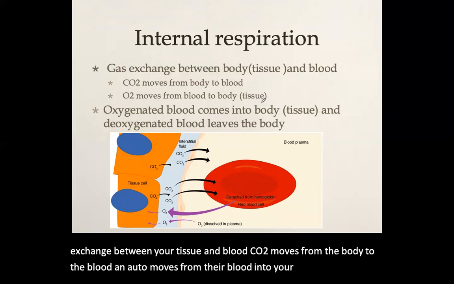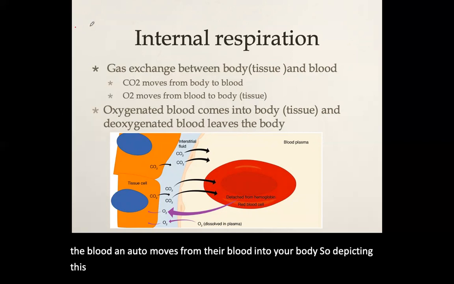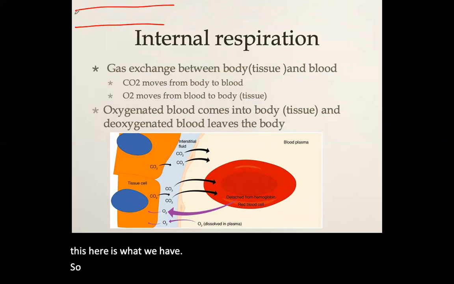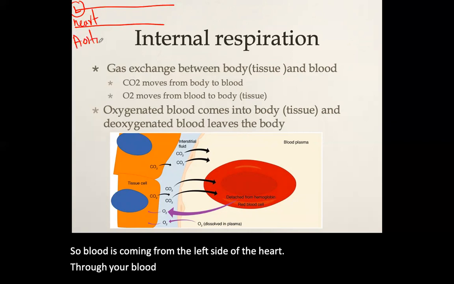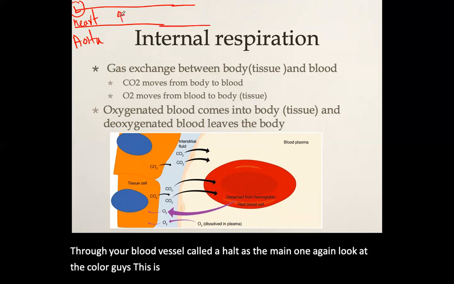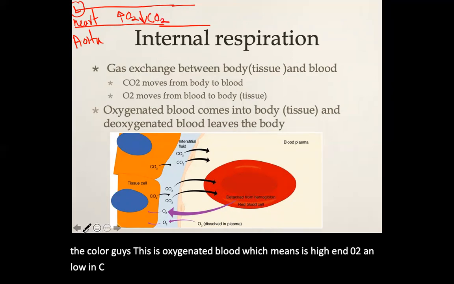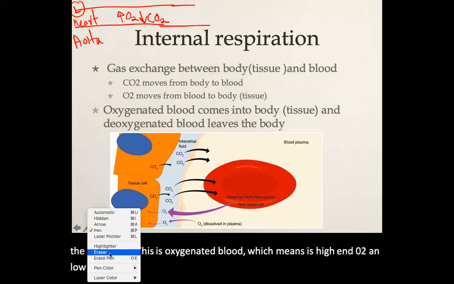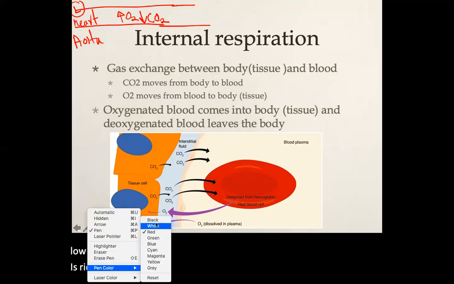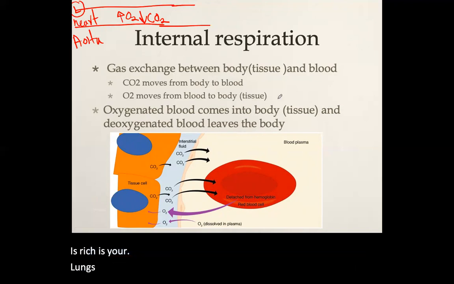So depicting this, here is what we have. Blood is coming from the left side of the heart through your blood vessel called the aorta as the main one. Again, look at the color, guys. This is oxygenated blood, which means it's high in O2 and low in CO2. It reaches your tissue.